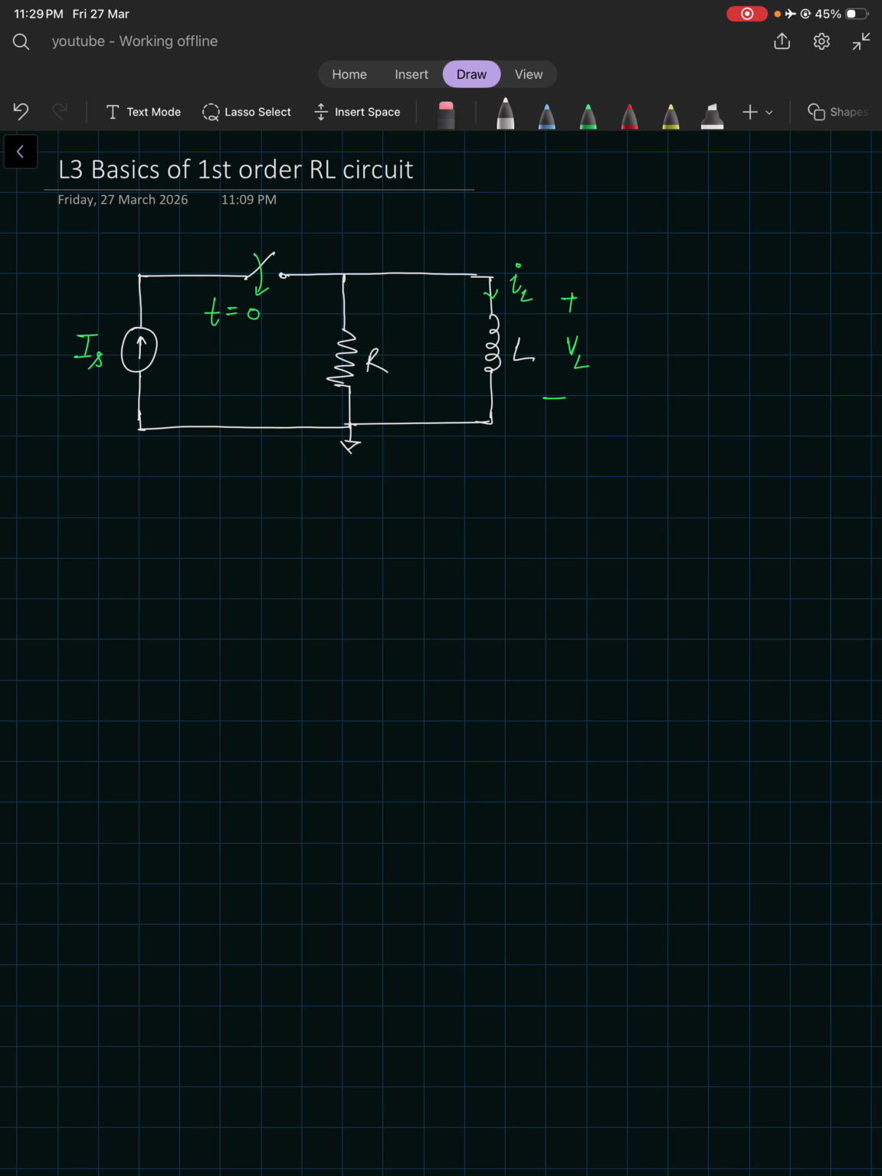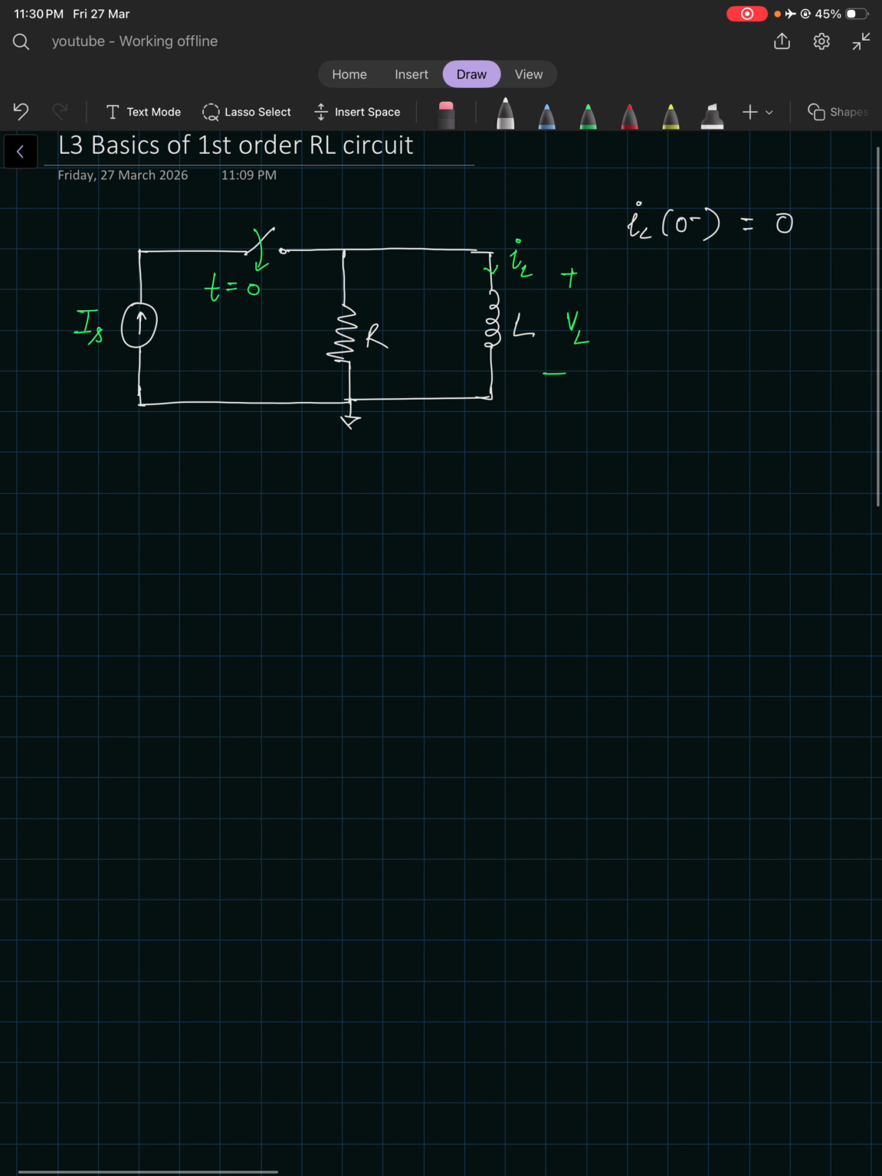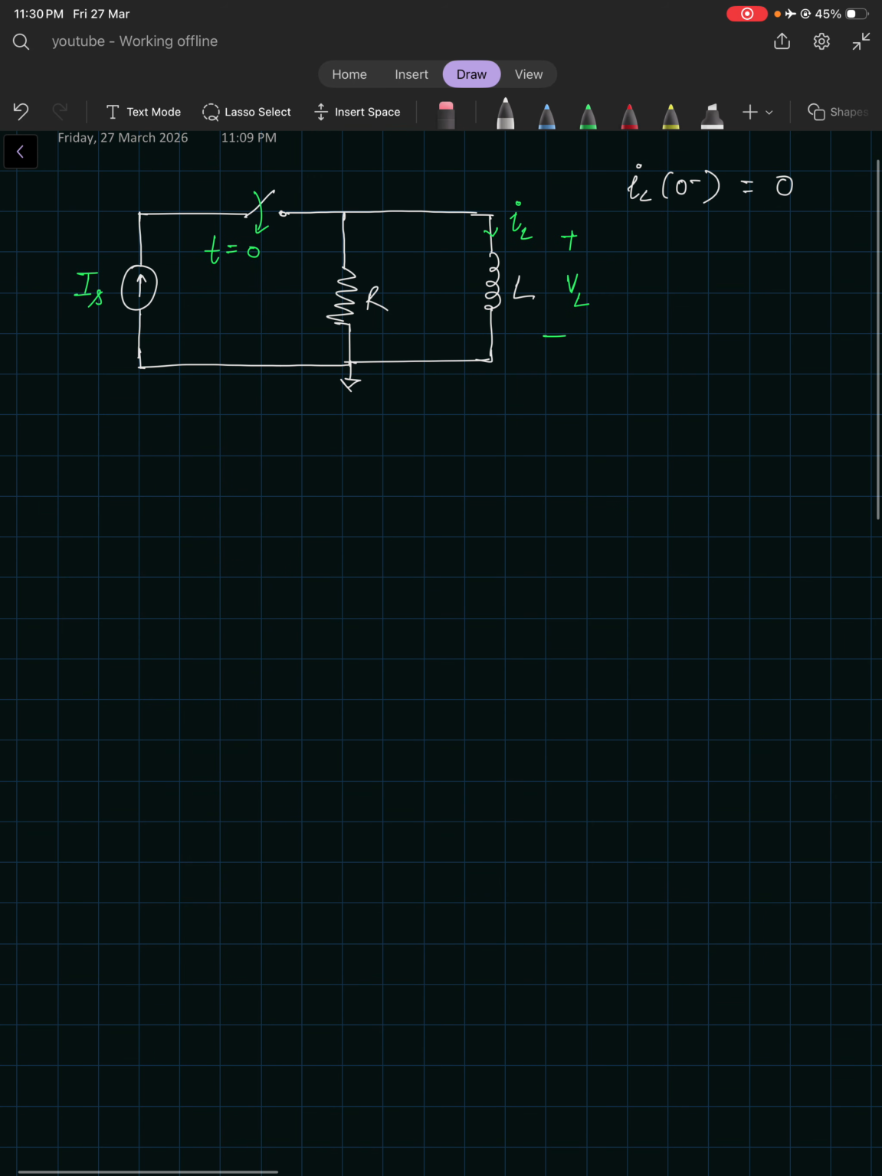So let's assume the initial condition, that is IL of the inductor, initial is 0, meaning before switching there was no current flowing through this inductor, right? So at t equal to 0, the switch will be closed, so the circuit will look like this. Right, this is a short circuit. Okay, so let's take this node to also be VL.